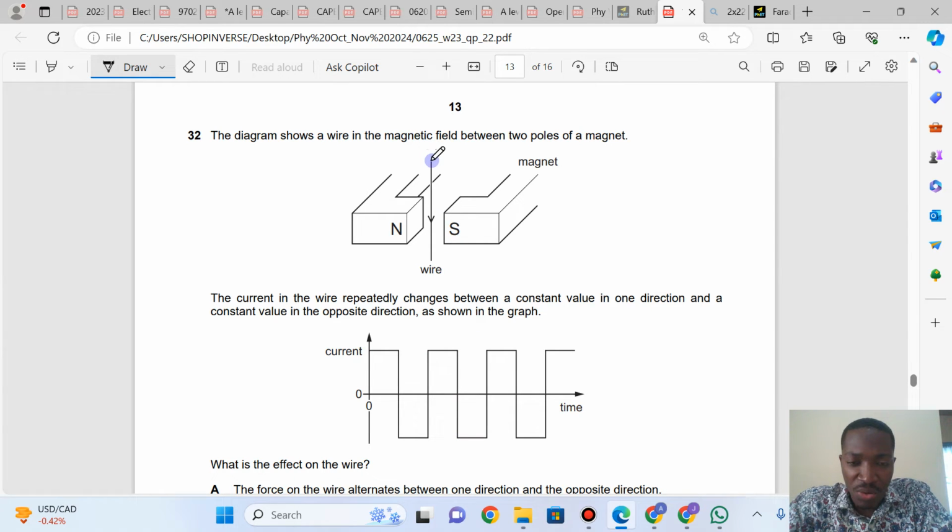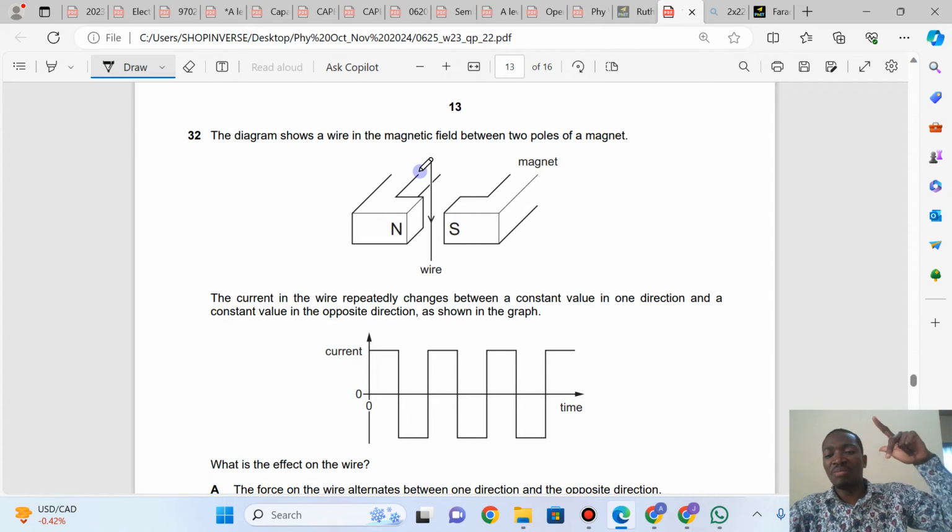Current flows downward in line with the arrow, okay? Then it changes, flows upward. It changes again, flows downward, flows upward, downward, upward. If the direction of current is alternating, what does that mean? It simply means the direction of the resultant force will be alternating.